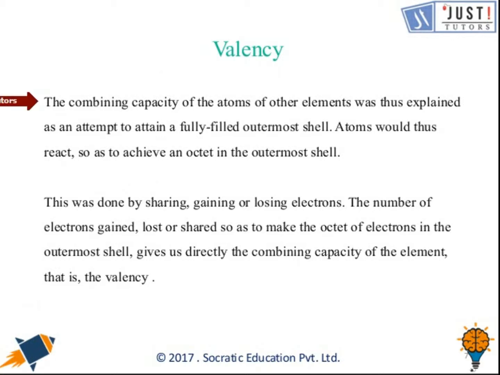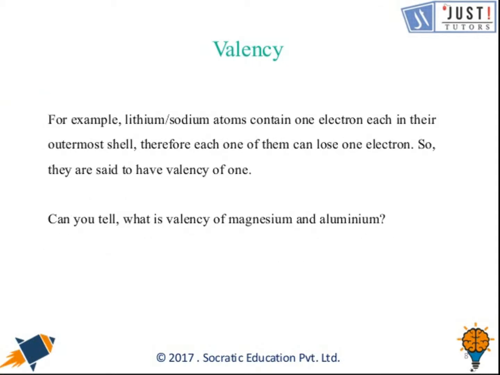So the elements that have less than 8 electrons in the outermost shell try to possess an octet. So the combining capacity of atoms of the other elements was thus explained as an attempt to attain a fully filled outermost shell. Atoms would thus react so as to achieve an octet in the outermost shell. This is done by sharing, gaining, or losing electrons. So the number of electrons that an atom of an element gains, loses, or shares in order to attain an octet is called the valency.